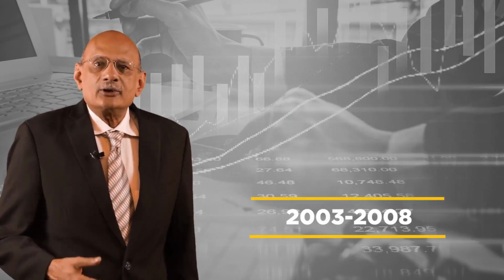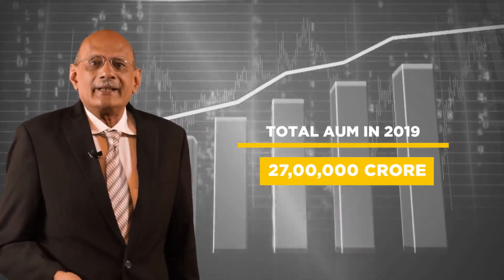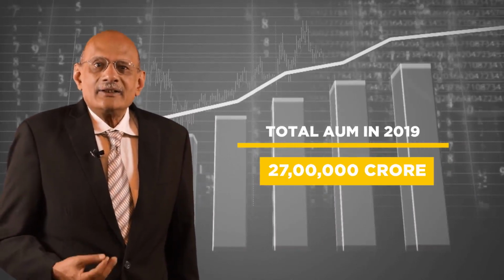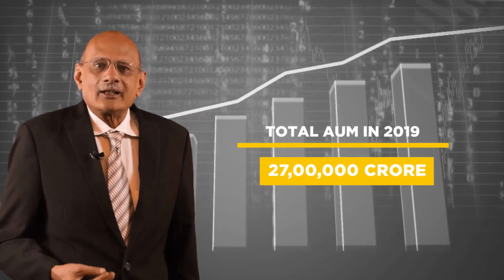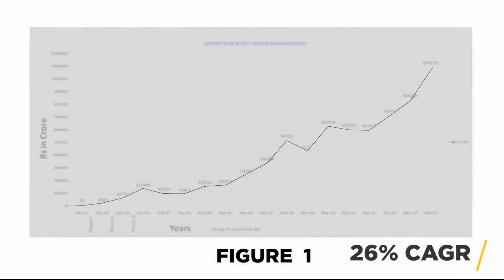From the relatively modest size of these funds in 2003, the periods 2003 to 2008 and 2014 to now, 2019, saw the industry growing exponentially. The total assets under management as of November 9, 2019 stands at over 27 lakh crore, figure 1. This represents a 26% annual rate of growth over the last 50 years. A pretty impressive achievement, you would think.